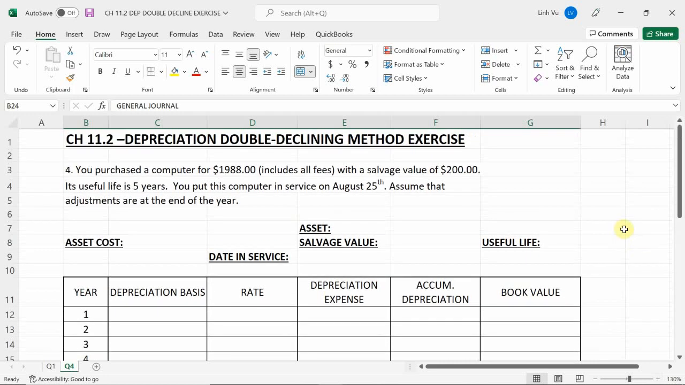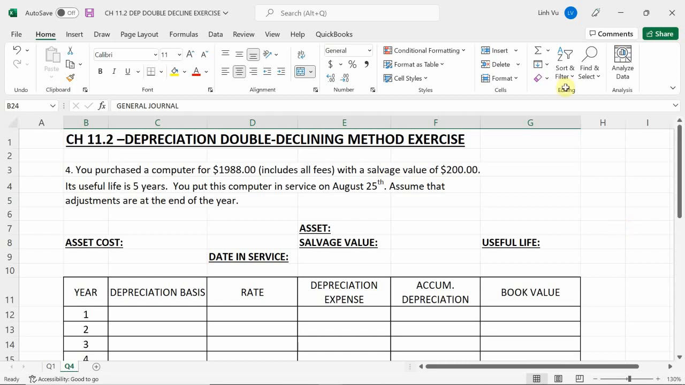In question number 4, you end up purchasing a computer for $1,988, which includes all fees. Your salvage value for this computer is going to give you $200 left. The estimated useful life is 5 years, and you put this computer into service on August 25th. Assume that the adjustment entry is going to be at the end of the year, December 31.